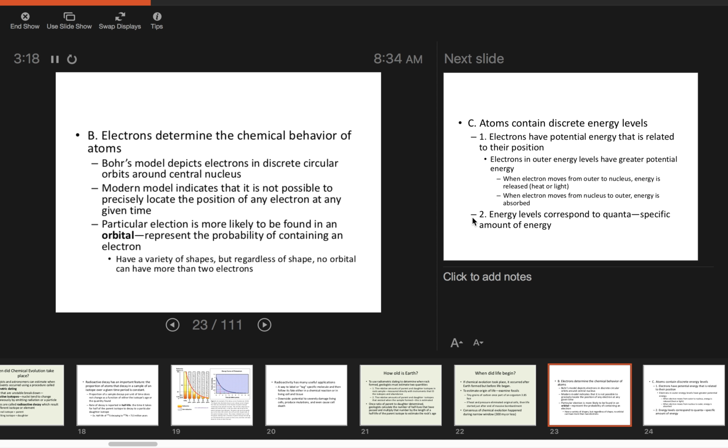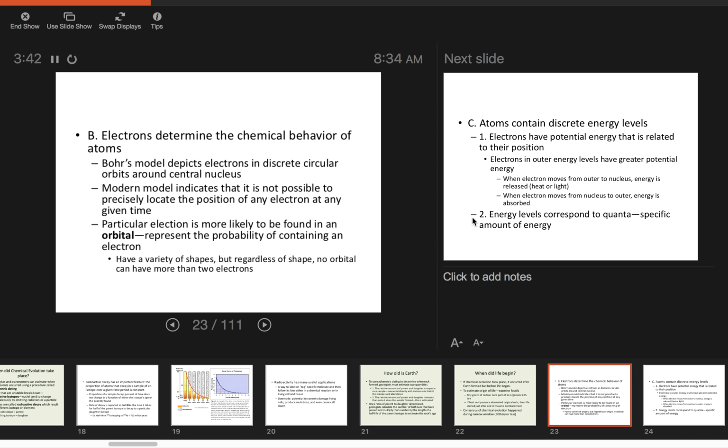But the modern model indicates that it's not possible to pinpoint exactly where an electron will be. The reason for that is electrons travel extremely fast, close to the speed of light. So what we have instead is an orbital model, which is like an electron cloud. It gives you the probability of finding where an electron might be.